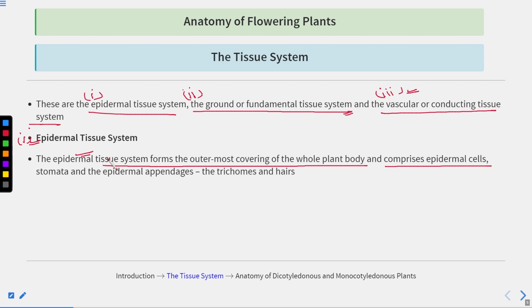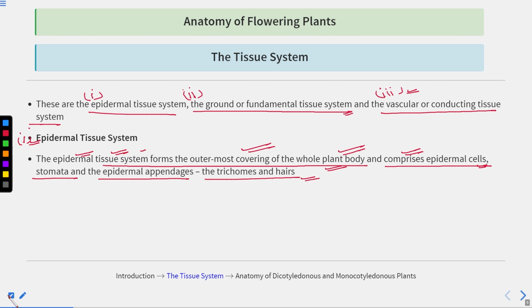You can see this epidermal tissue is present on all the surfaces of the organs of the plant. It is making the outermost covering of the whole plant body, and it also comprises the epidermal cells, stomata, and the epidermal appendages, that is the trichomes and hair. So you can see these structures.